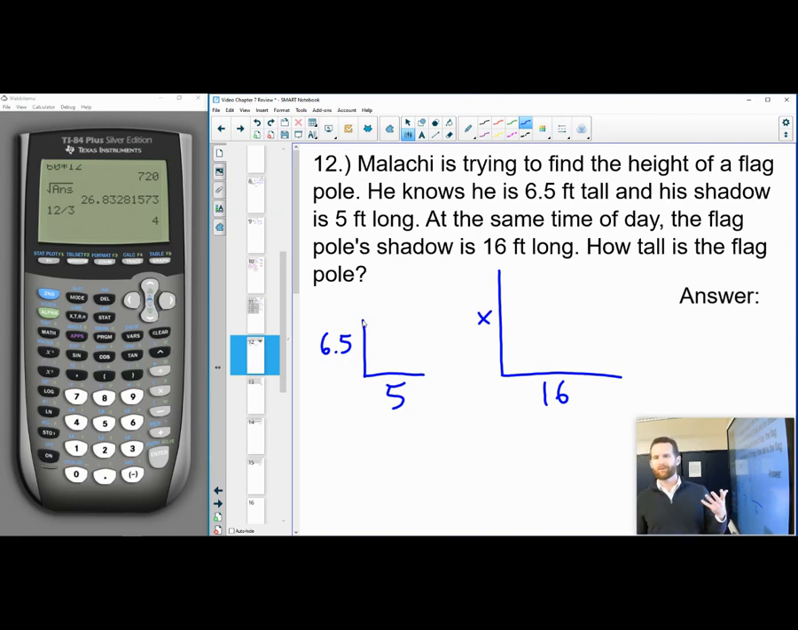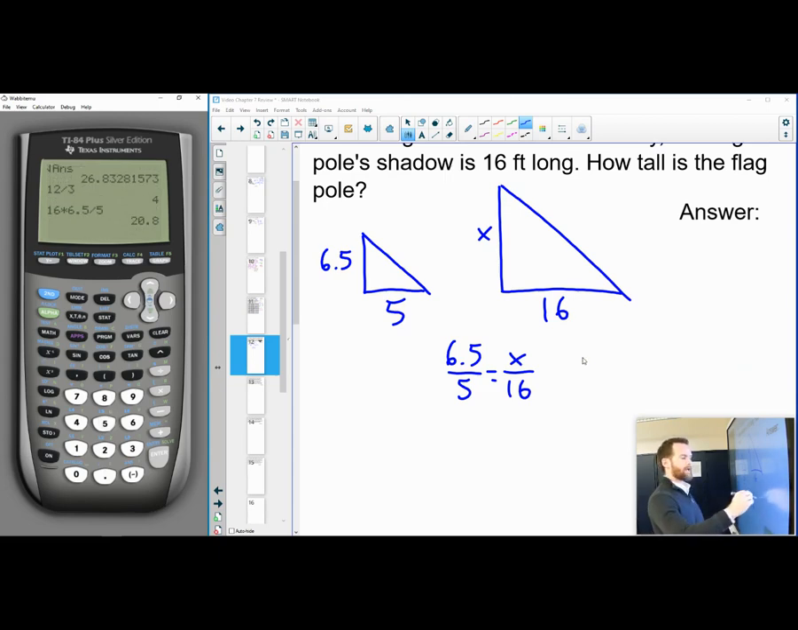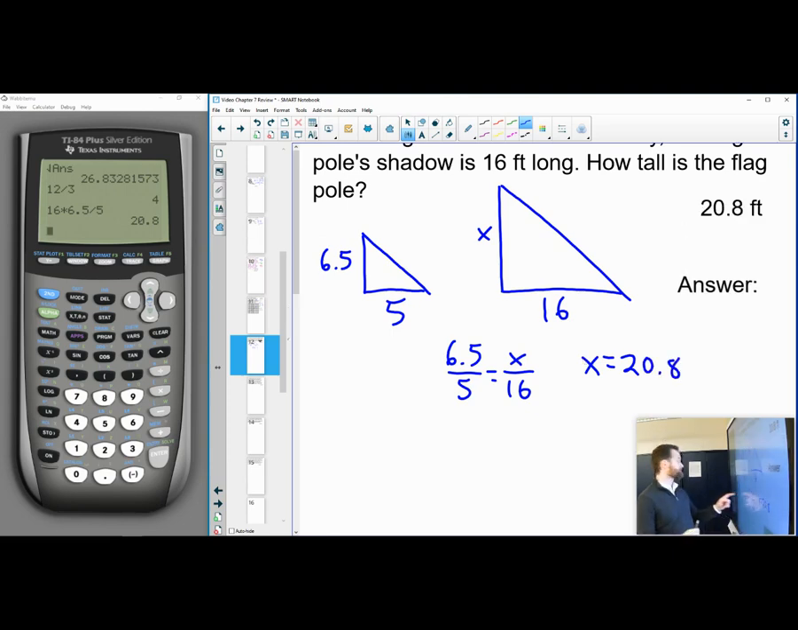Now, hopefully you see we've got 2 similar triangles here, because all we had to do is draw essentially the angle of the sun coming down to create the shadows. And we've got 2 similar triangles. And we just make a proportion. 6.5 over 5, let's erase that. 6.5 to 5 equals x to 16. Cross multiply, and we get 16 times 6.5. Divide by the third number, which is 5, and we get 20.8. 20.8, check the answer. All right.